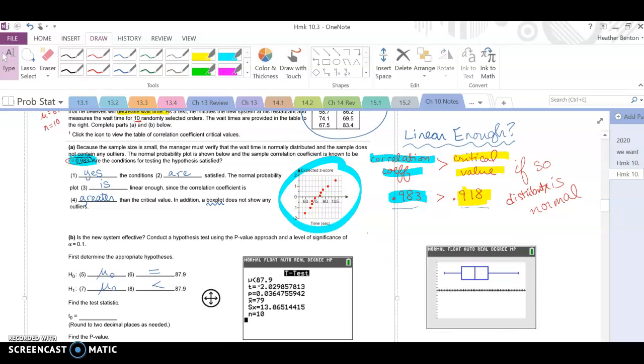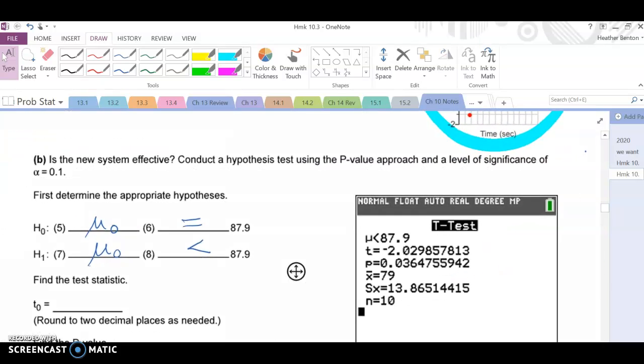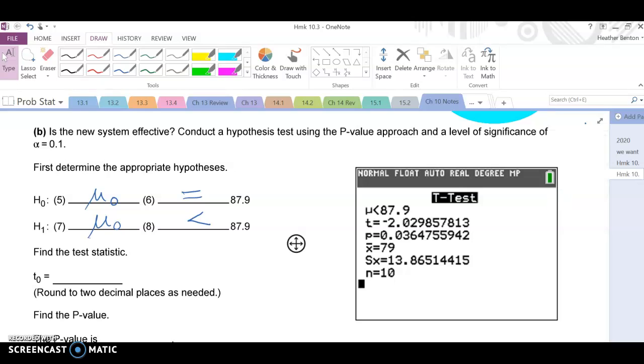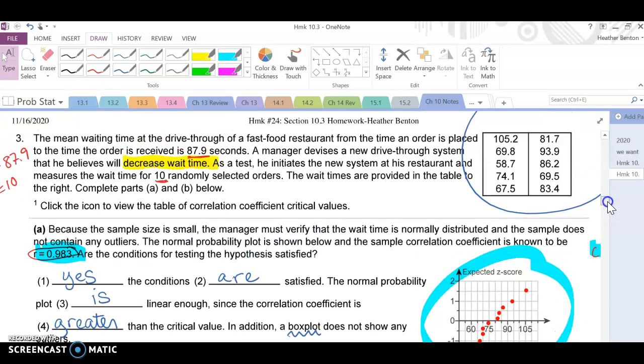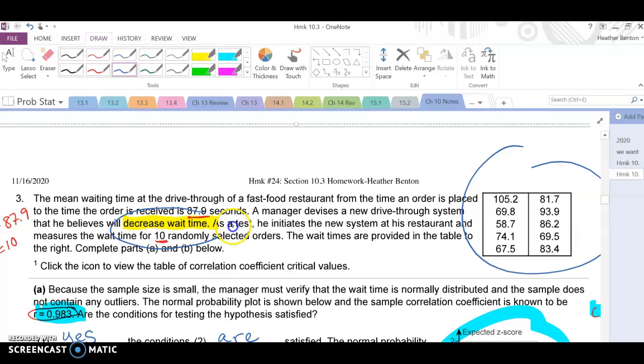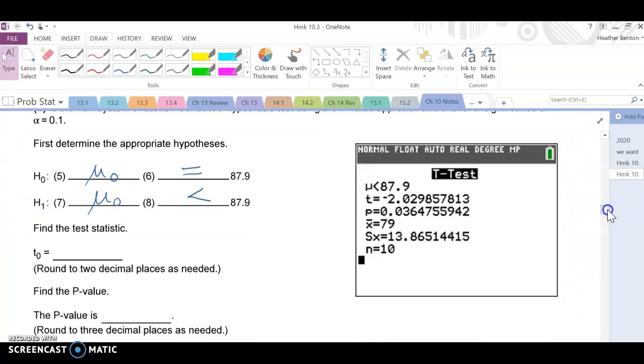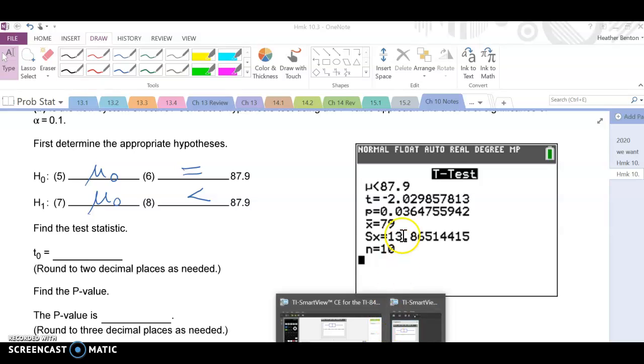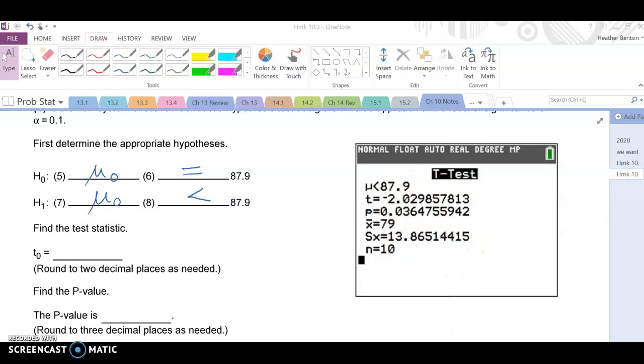Is the new system effective? Conduct a hypothesis test using the p-value approach and a significance level of 0.1. So we know that our mu naught will equal 87.9, and the alternative will be less than. And in case you forgot, it was less than because he wanted to know if he could get that mean wait time down to less than 87.9. All right, so we go back to our calculator for this next piece, and I'm going to show you how I got this t-test screen right here.